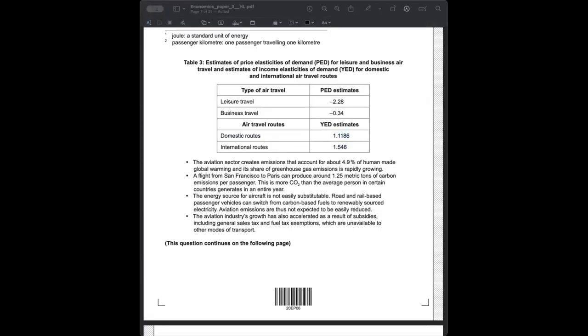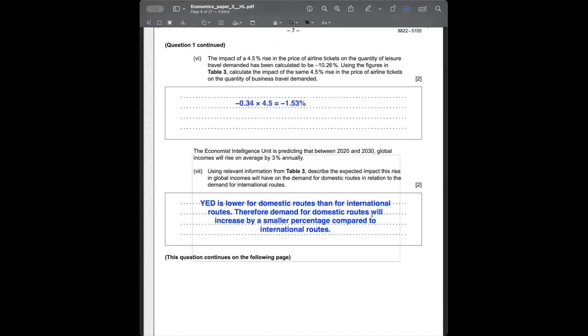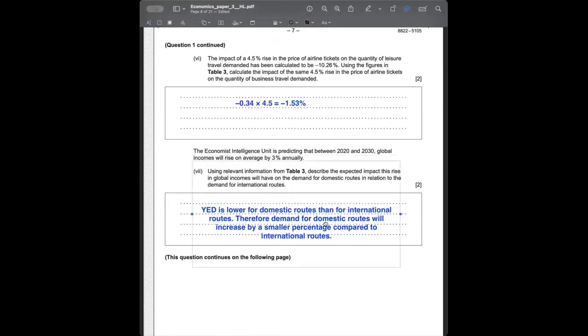So this one is less elastic. Then I can say that since YD is lower for domestic routes than international routes, the demand for domestic routes will increase by a smaller percentage compared to international routes.